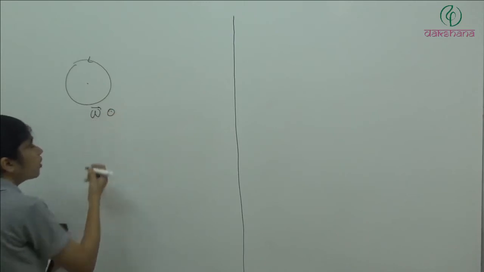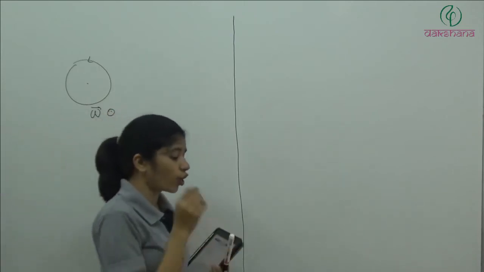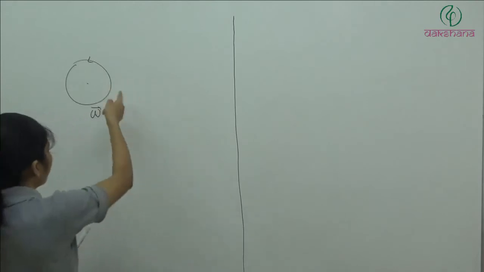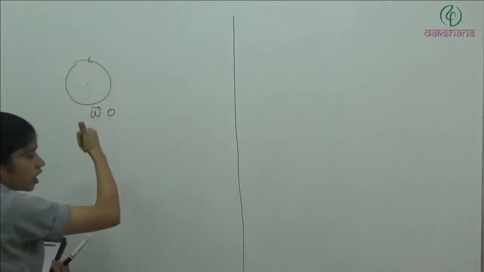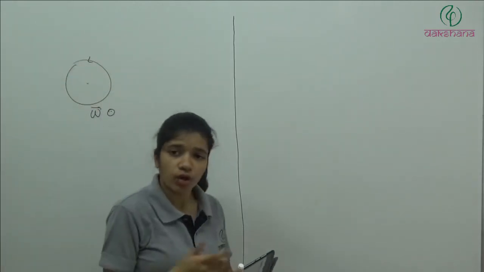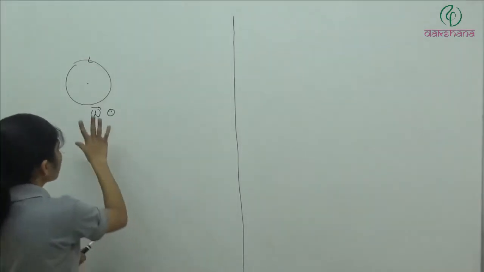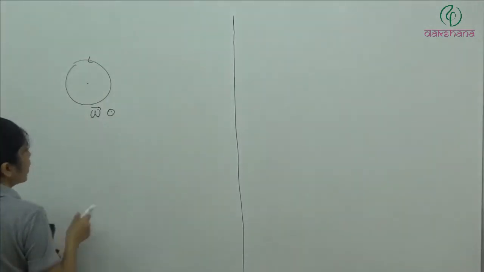Now neither the magnitude of omega is changing nor the direction. So it is continuously moving like this. So omega is always outside and its magnitude is omega. Clear? So omega is constant. Angular velocity is constant. Now angular momentum.